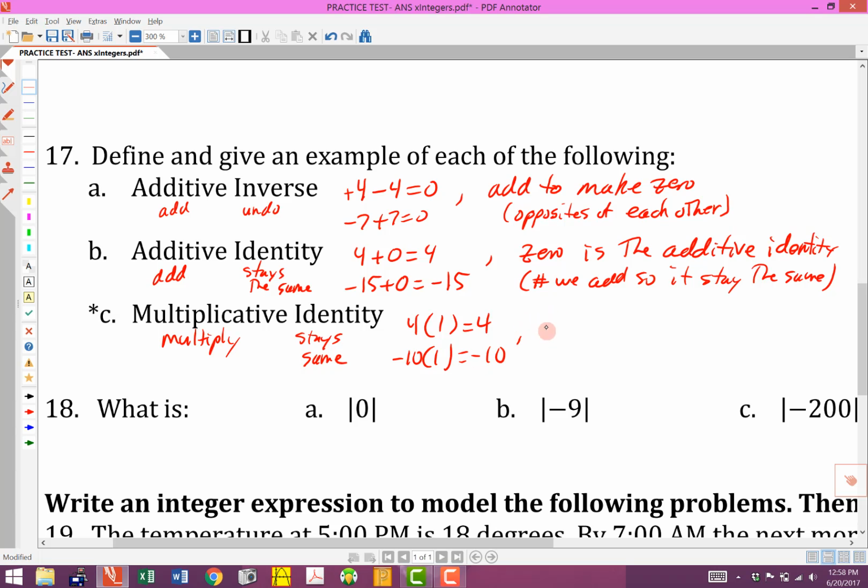Okay, so we're going to say 1 is the multiplicative, big word there, multiplicative identity. Okay, and we'll say number we multiply by to stay the same. That's probably a better way to say that. Number we add to stay the same.